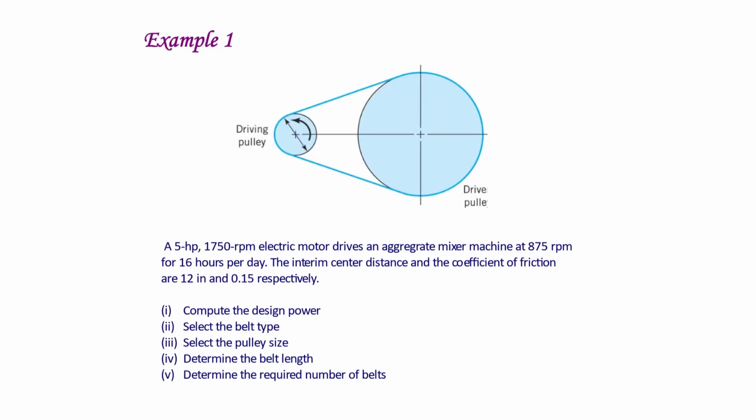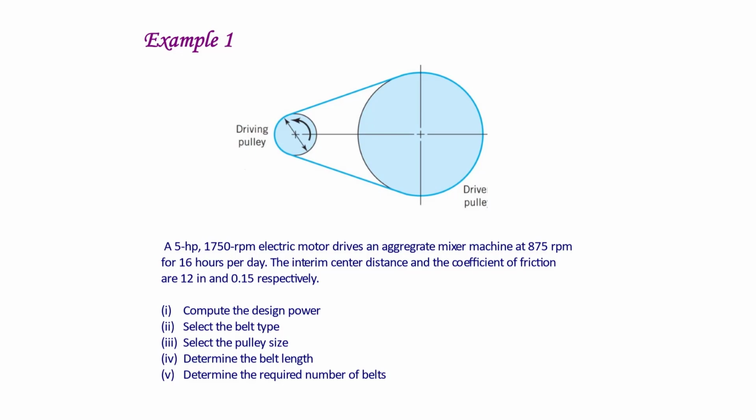Okay, this is a typical V-belt problem. As you can see in this image, we have a system of two pulleys. One is a small diameter, one is a bigger diameter. The small pulley is a driving pulley connected to a motor of 5 horsepower at 750 RPM.